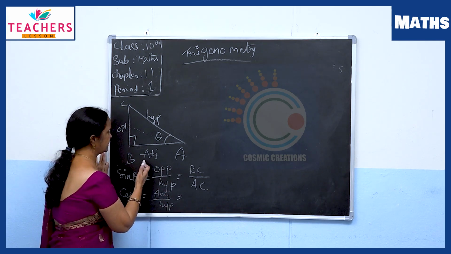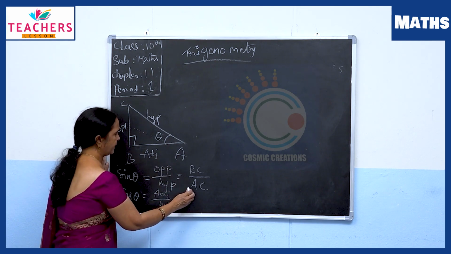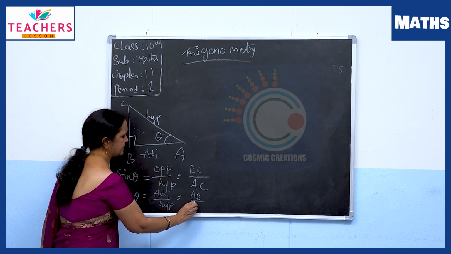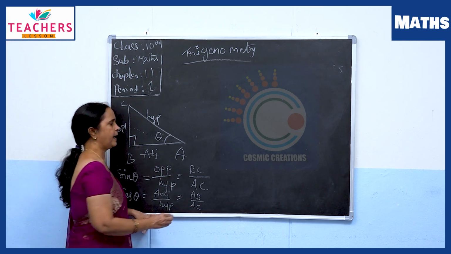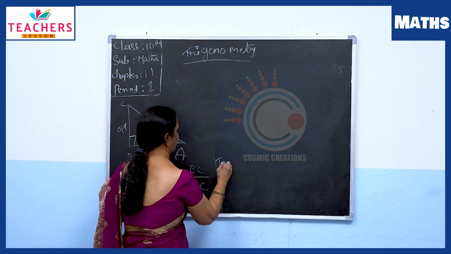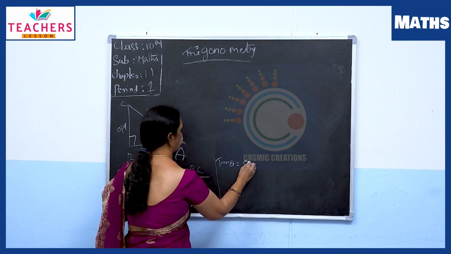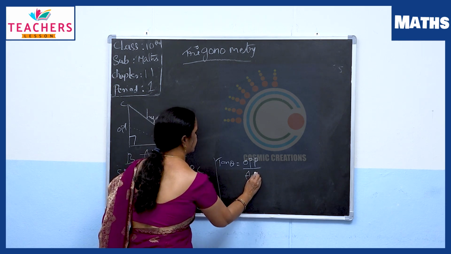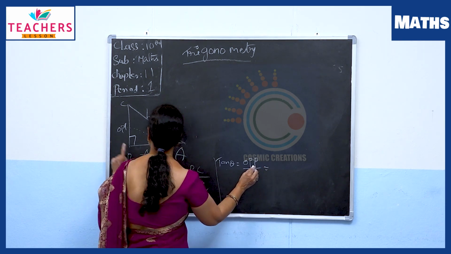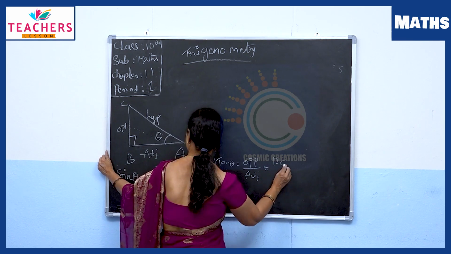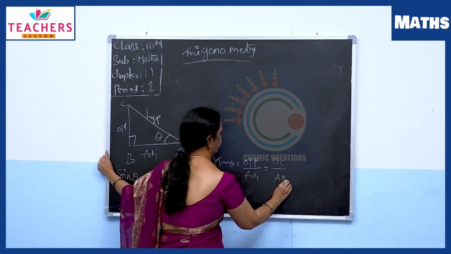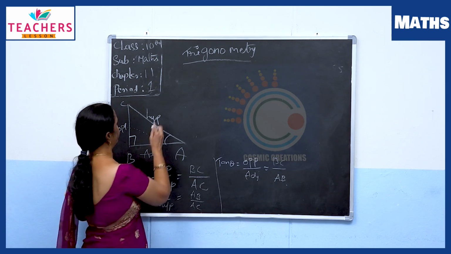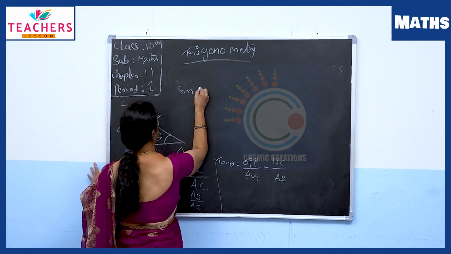In the same way, cos theta is adjacent by hypotenuse. What is adjacent to theta? AB by AC. Got it? And tan theta. What is tan theta? Opposite by adjacent, which is equal to BC by AB. Any doubt? No.